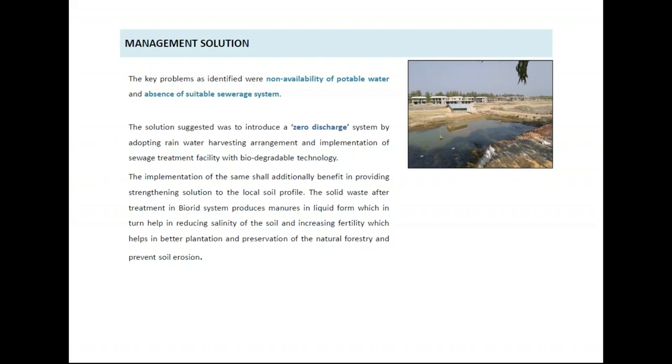The solution suggested was to introduce the zero discharge system by adopting rainwater harvesting arrangement and implementation of a sewage treatment facility with biodegradable technology. The implementation of the same shall additionally benefit in providing a strengthening solution to the local soil profile. The solid waste after treatment in the bioreactor system produces manure in liquid form, which in turn helps in reducing salinity of the soil and increasing fertility, which helps in better plantation and preservation of the natural forestry and prevents soil erosion.